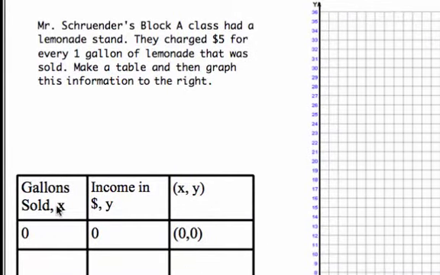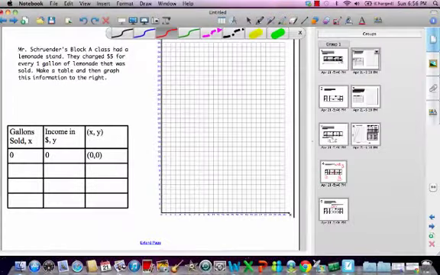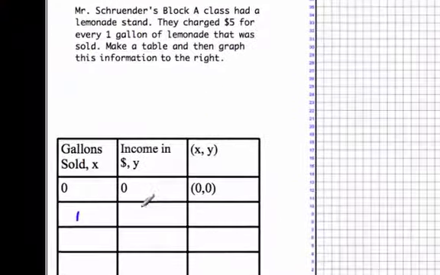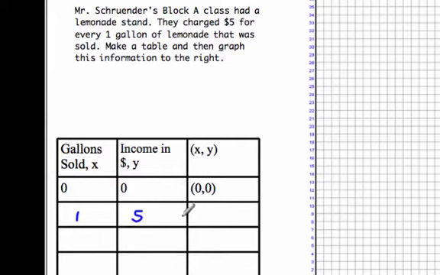Gallons sold, we'll call that X because it's the independent variable. That term hopefully comes back to you. The income depends on the gallons sold, so Y here, this is your dependent variable. The income depends on how many gallons you sell. So, if we were to sell, I don't know, 1 gallon of lemonade, we would make $5, and so we would call this 1, 5.